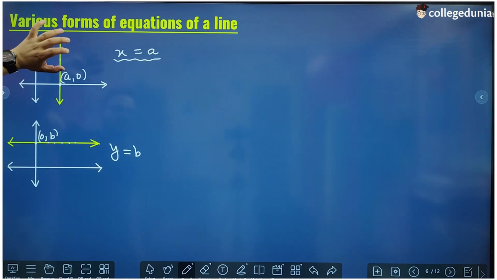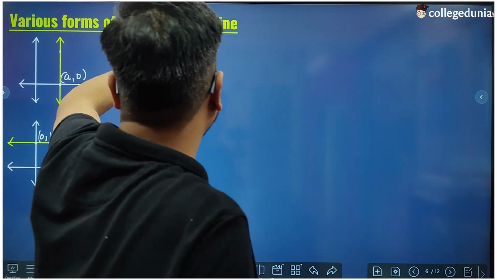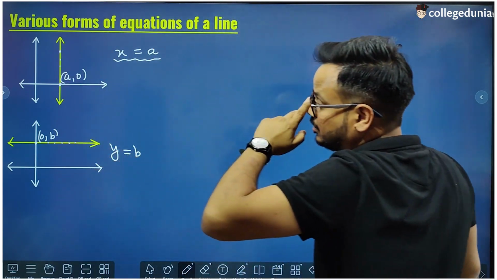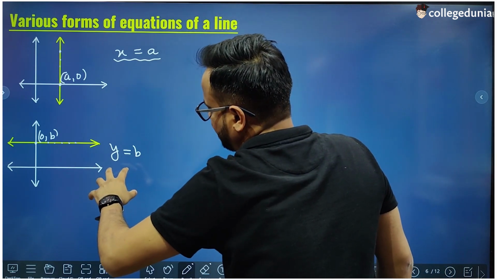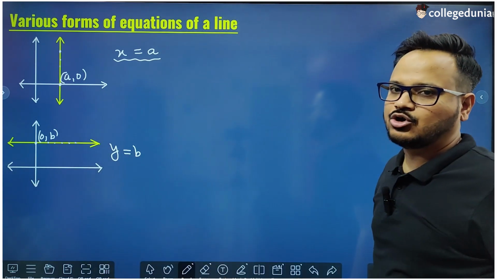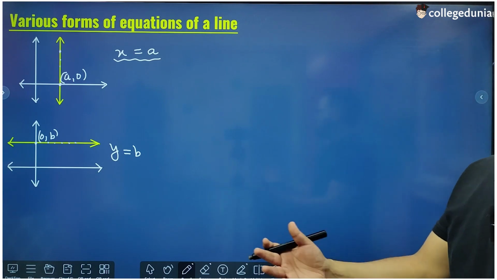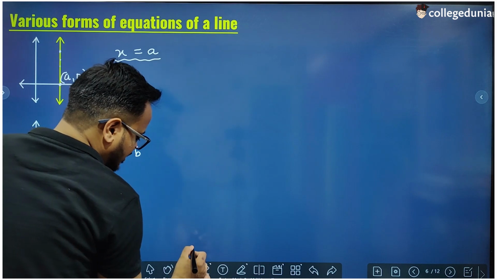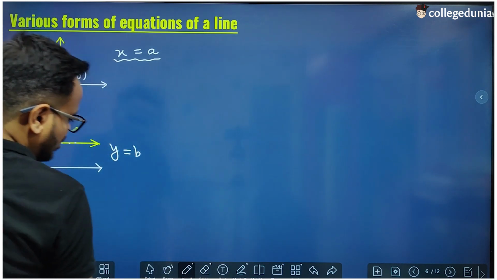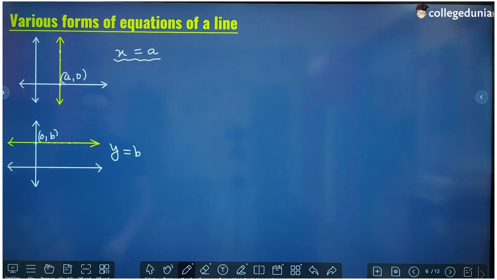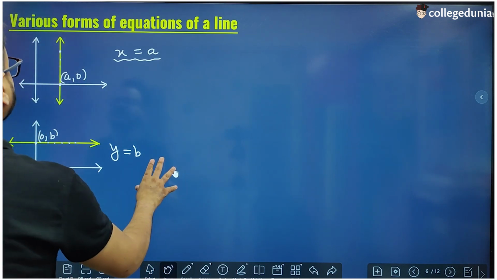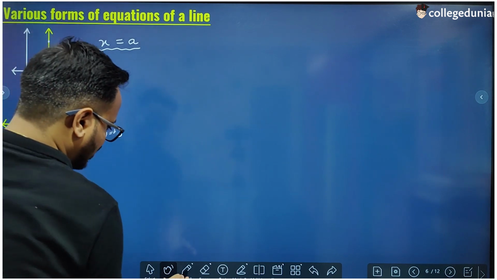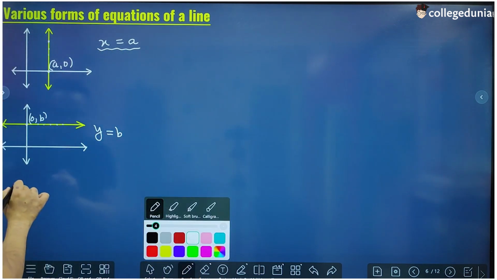So if it is written that x equal to a constant number, then that equation is the equation of a line which is parallel to the y axis, and y equal to a constant number gives the equation of a line which is parallel to the x axis. And you all must be knowing this because this was explained in class 9th and 10th also. So the first and most famous equation of the line is the slope point form.